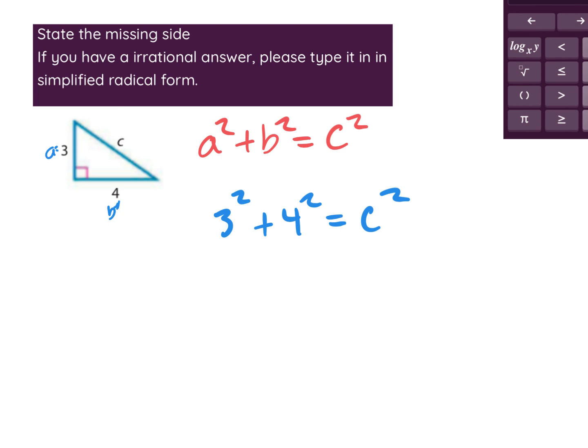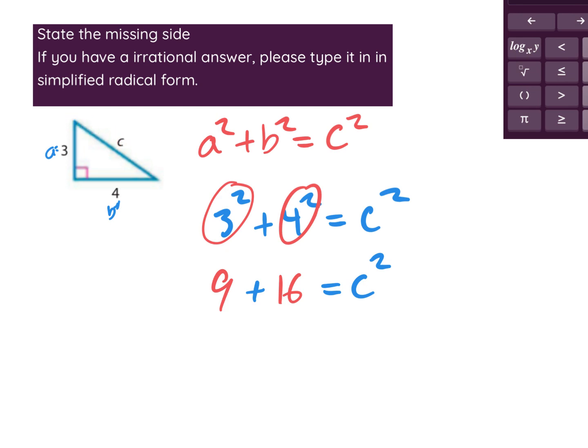Now, once you have this set up as an equation, you could solve it using algebra. You could use your calculator if you want, or you could think about it. 3 squared is 9, and 4 squared is 16. And of course, you are adding them together, and you still have the equal C squared over here. Again, you want to find this missing value C. You want to know what that distance is.